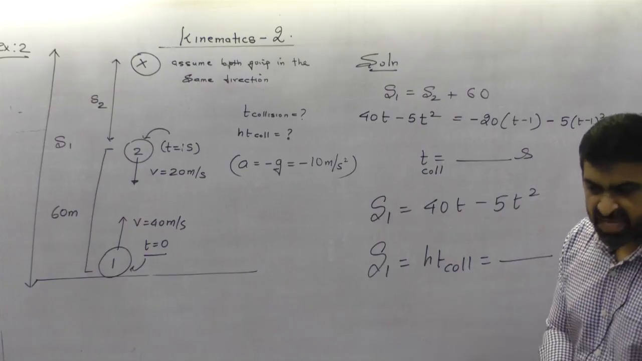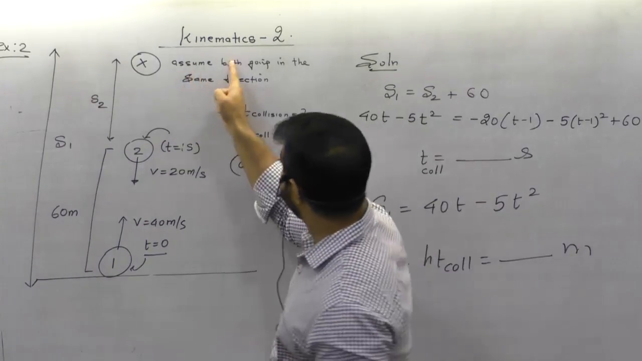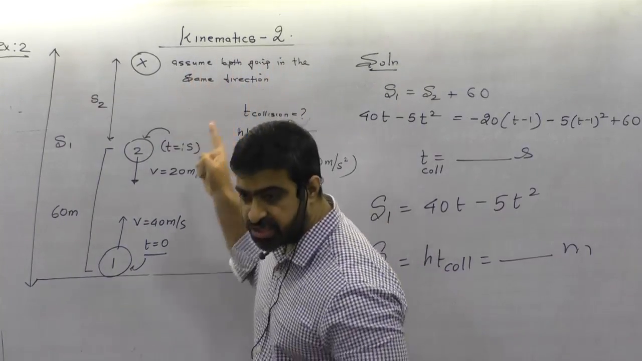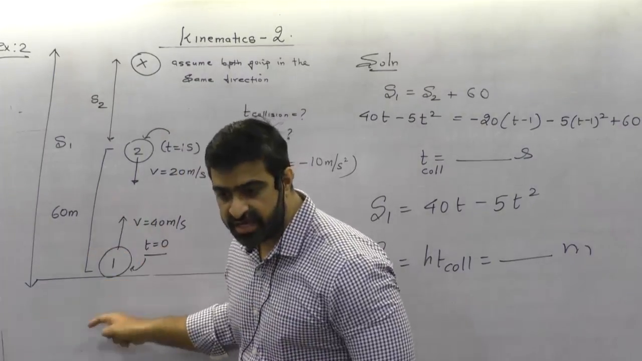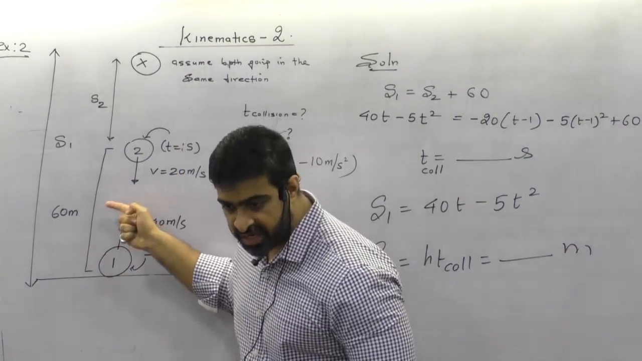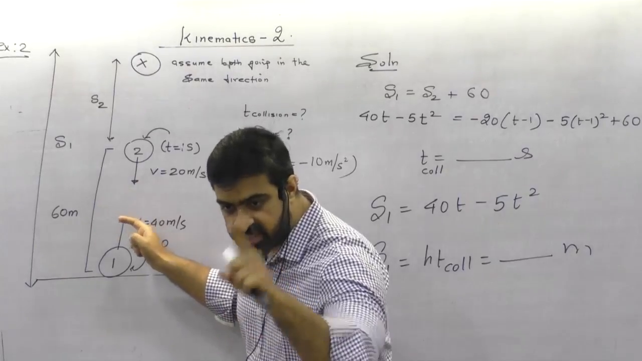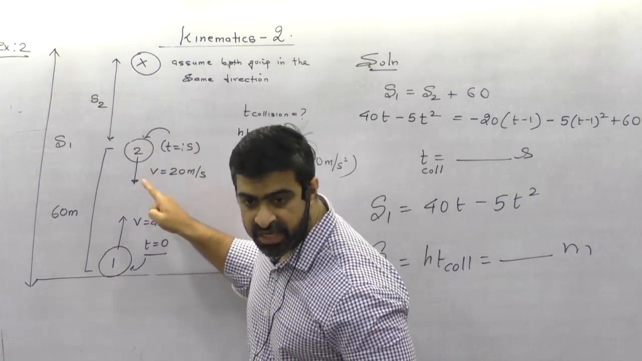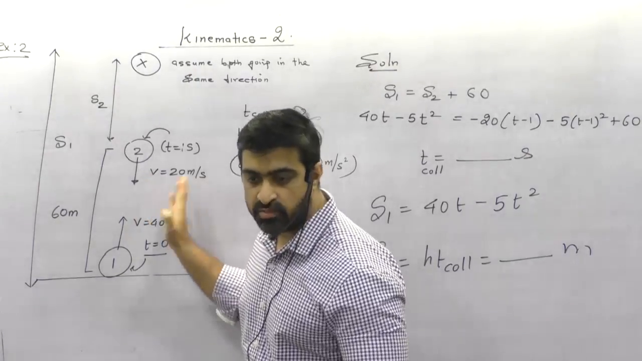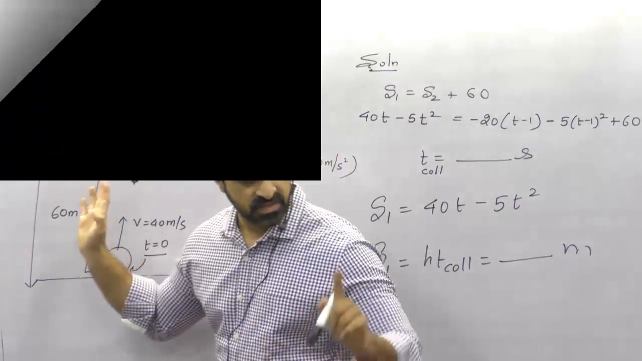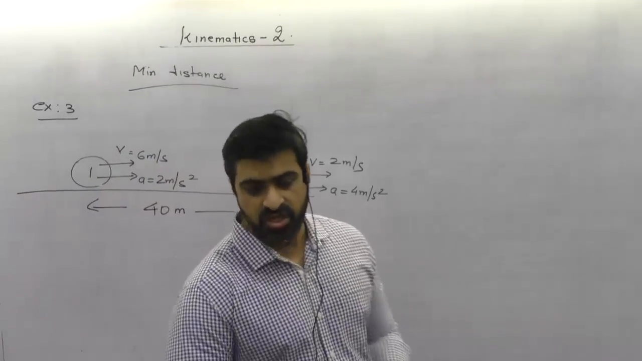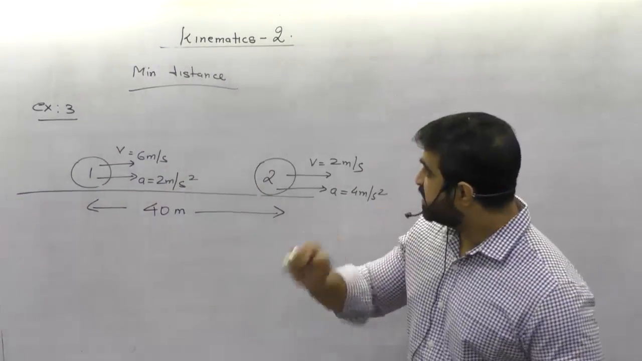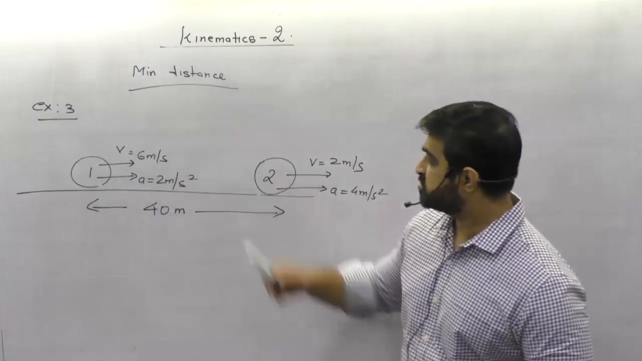Aapko baat samajh aayi? What are the catches? Assume both of them going in the same direction. Second catch, agar pehle wale ko time t lagta hai, to dusra wala t minus. Getting it? And tisra wala, ye velocity niche hai, to iska minus sign aap bhulenge nahi. Agar aap plus likh denge, to aap dhoondte rehna for answer. Getting it? In concept of collision, last part, we are dealing with the concept of minimum distance.